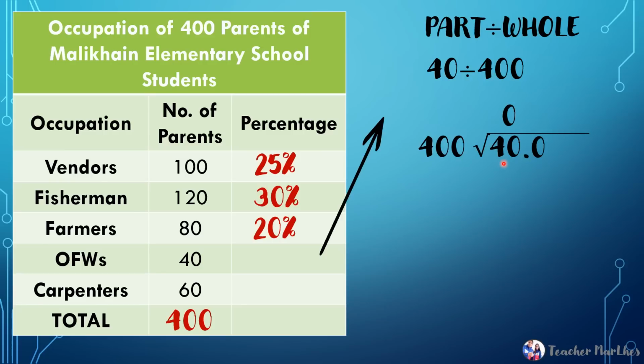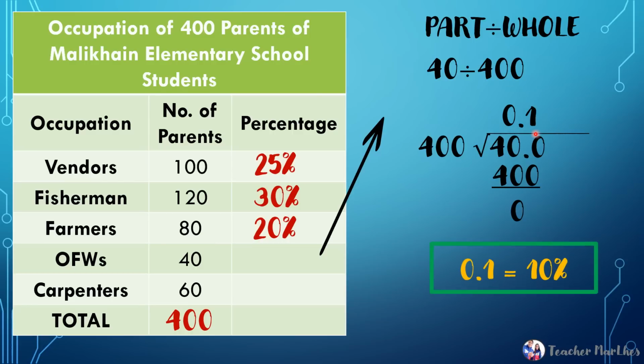Then we will add decimal point and 0. 400 divided by 400 is equal to 1. So copy the decimal point. 1 times 400 is equal to 400. And then subtract, 400 minus 400 is equal to 0. So the quotient is 0.1.